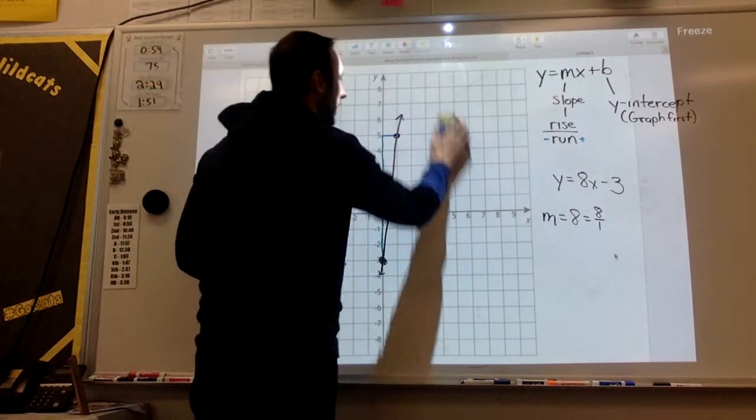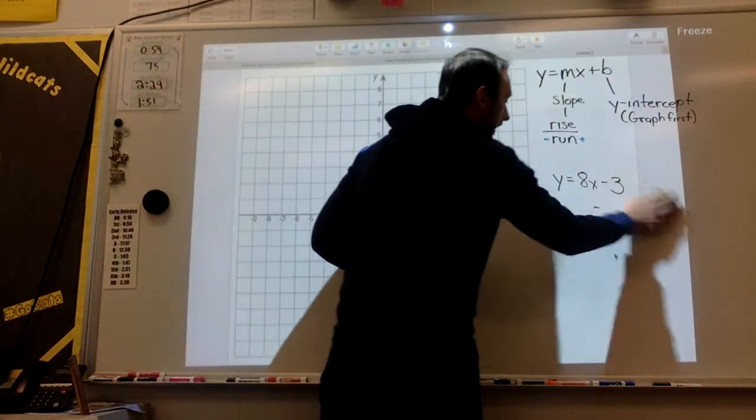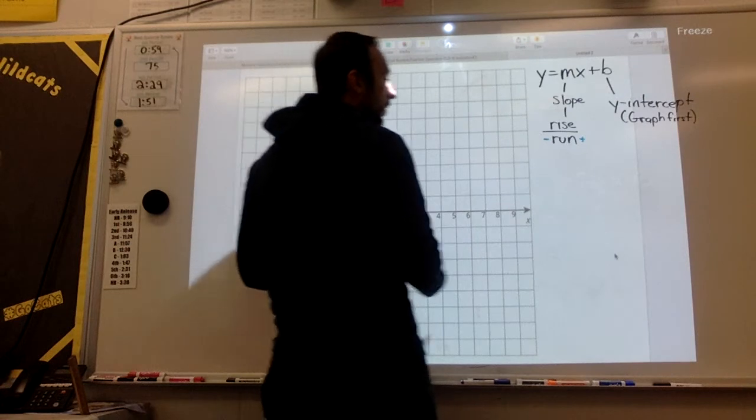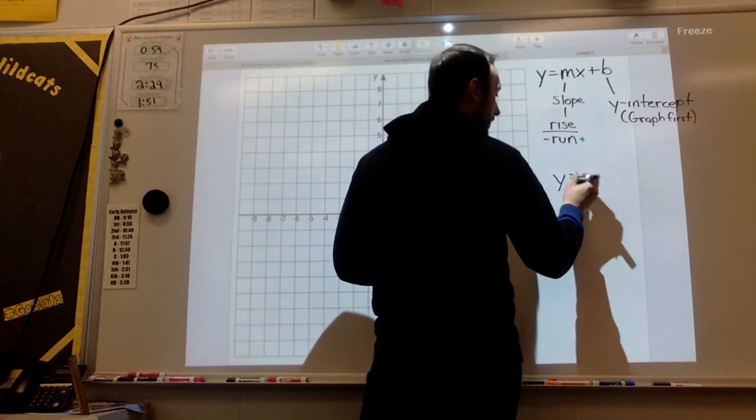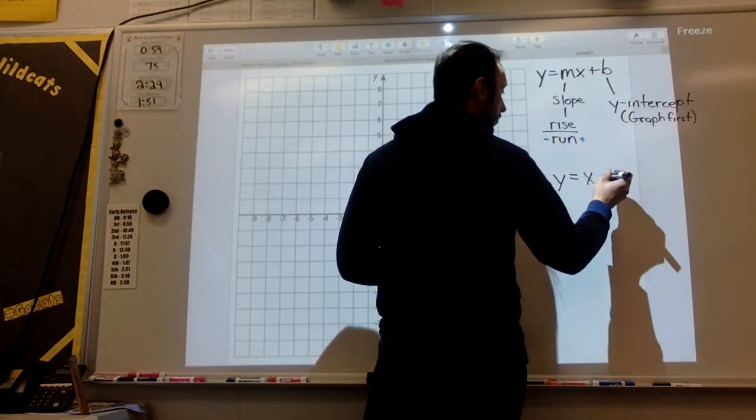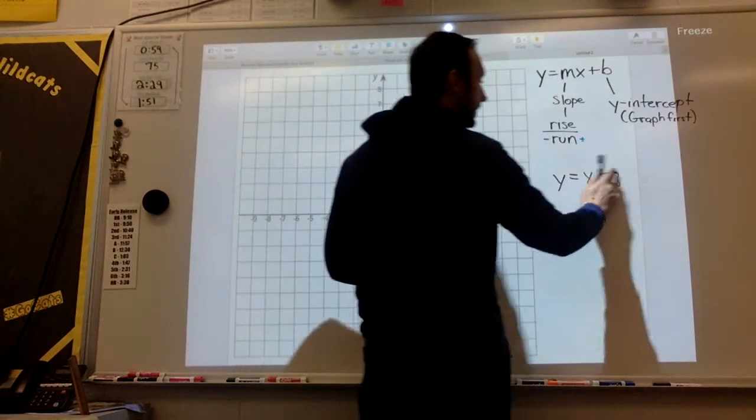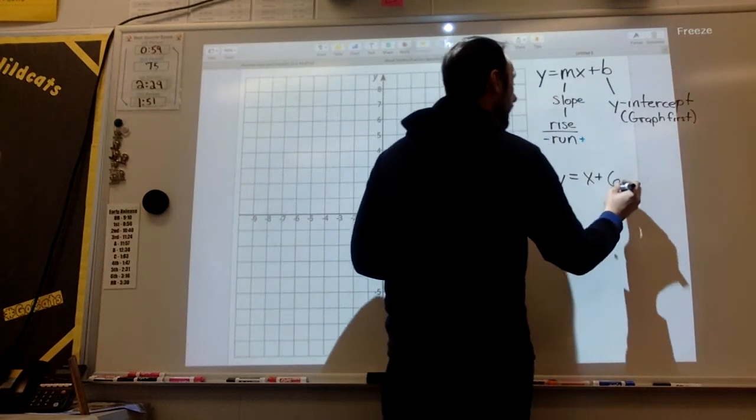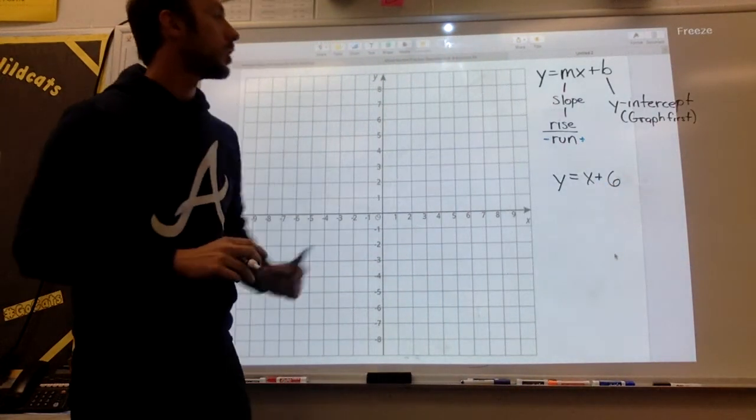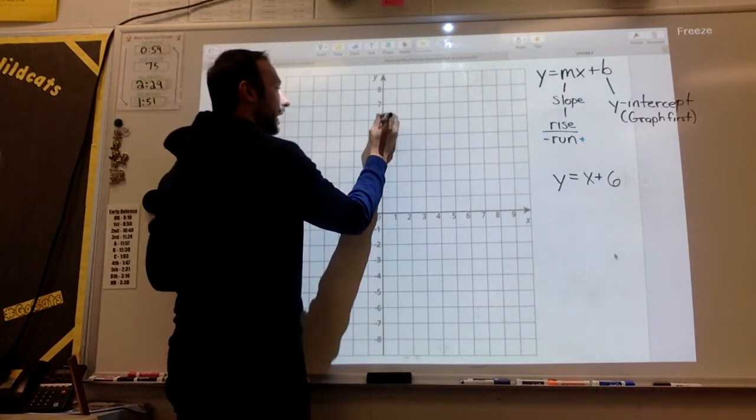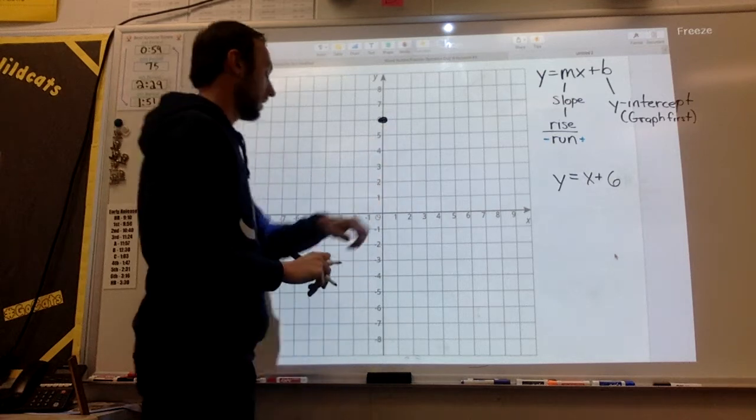Now let's try one without a coefficient on our slope. What if I said y equals x plus 8? Let's do plus 6, because we're going to go off the top of our graph. y equals x plus 6. Step 1, graph the y-intercept at positive 6.